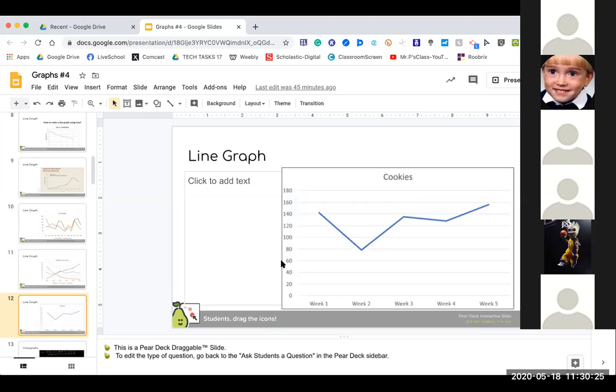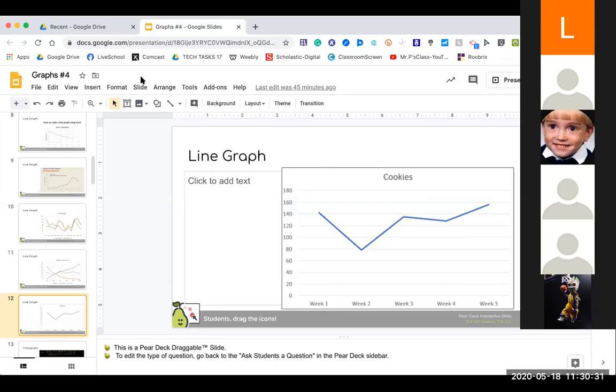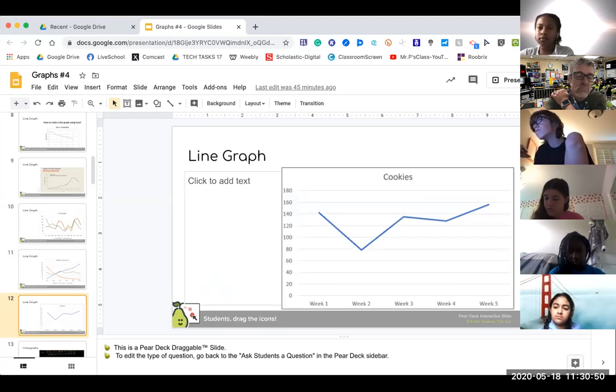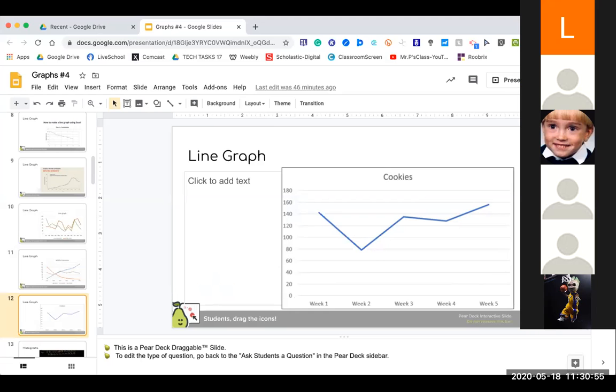All right, so on the Y, I've got from 0 up to 180. And on the X, I've got week 1, week 2, week 3, week 4, week 5, and the title says cookies. So I'll take either what this graph's about or something about it that maybe is not displayed the best way. I think different graph types might be able to show this a little better.